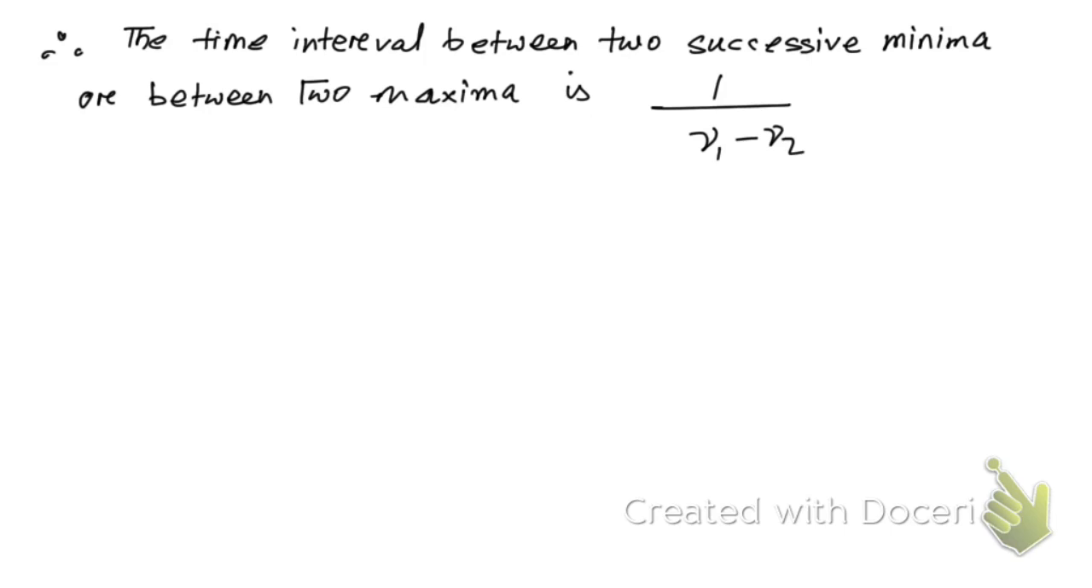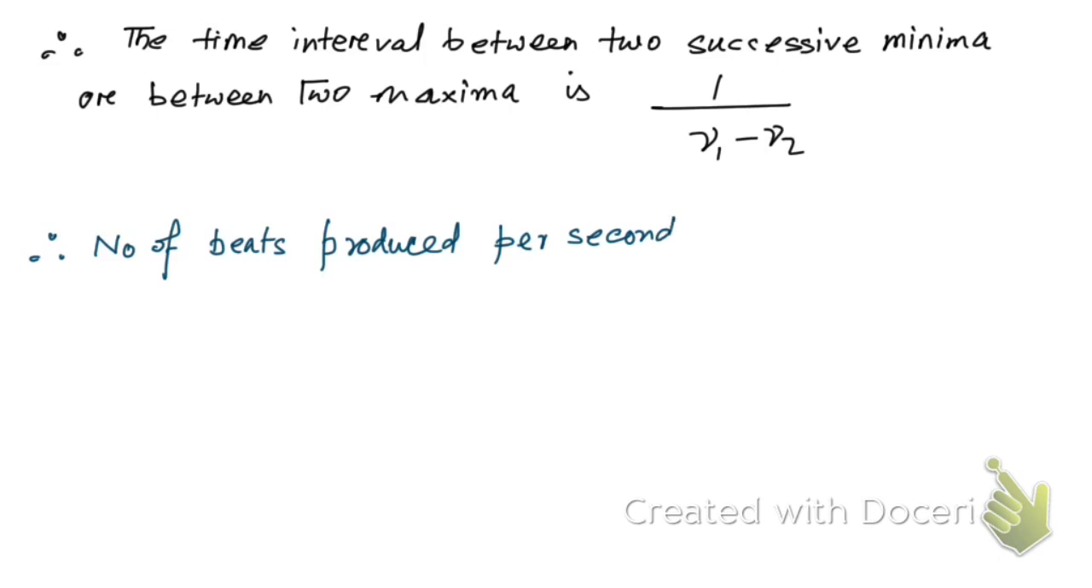If you take the reciprocal of this time interval, you get the number of beats per second. Therefore the number of beats produced per second will be the reciprocal of the time interval between any two successive maxima or any two successive minima.